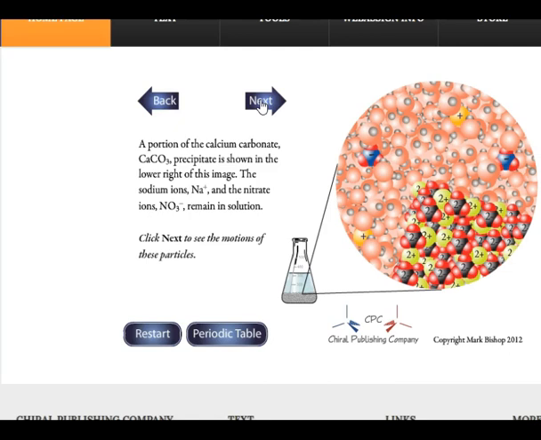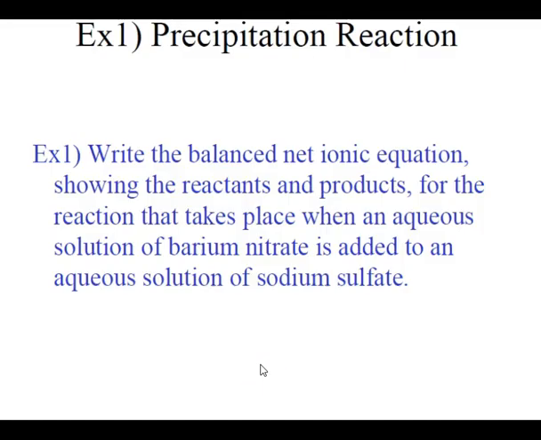But if we think back to Coulomb's law, calcium carbonate makes sense as a precipitate because you've got a +2 and a -2. Those big charges create a strong attractive force, so those are going to come together. Remember, water only has a partial positive and a partial negative charge. So let's look at an example. Here they want us to write what is called a net ionic equation, and we're going to learn how to do that in this section.